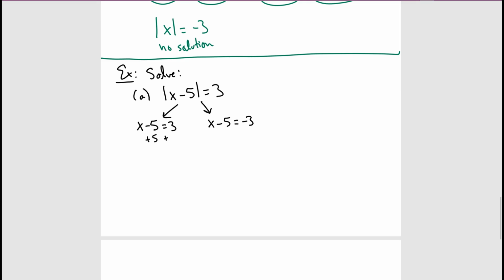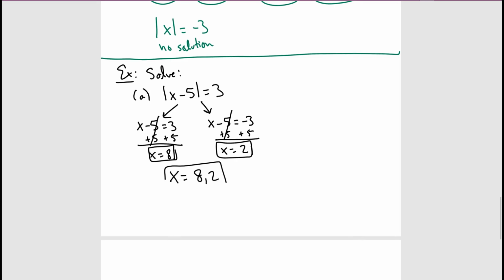We're going to add 5 to both sides, so x is going to be equal to 8. That's one of the solutions. And here, I'm going to add 5 to get rid of it, so x here is going to be equal to 2. So x is equal to two different answers, 8 and 2. That's how you can write it. And how do we know if this is correct? Well, let's plug it in. If I put 8 minus 5, that's going to give me 3. Absolute value of 3 is 3. Plug in 2: 2 minus 5 gives me -3. Absolute value of -3 also gives me a 3. So that checks out.